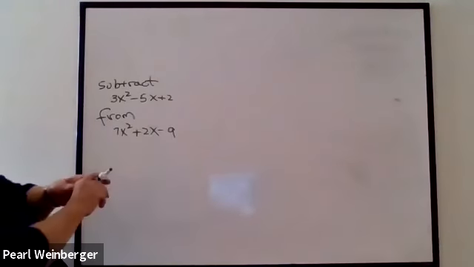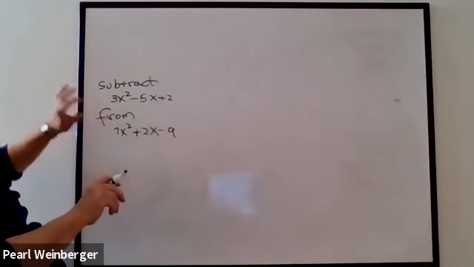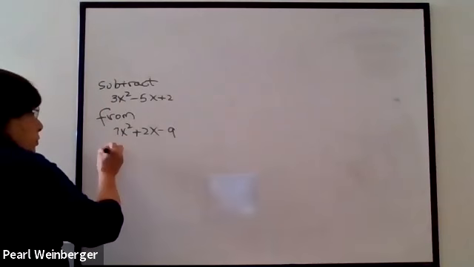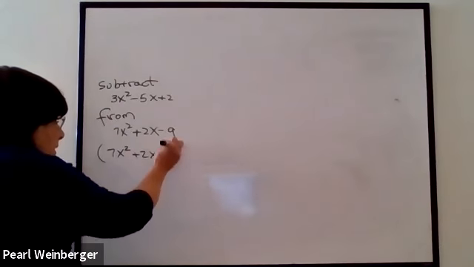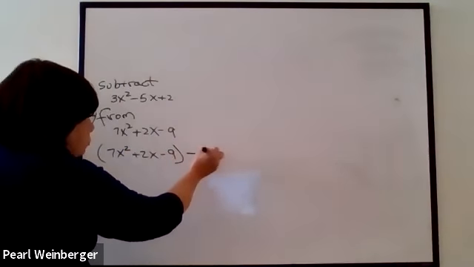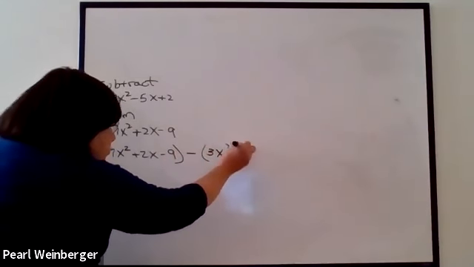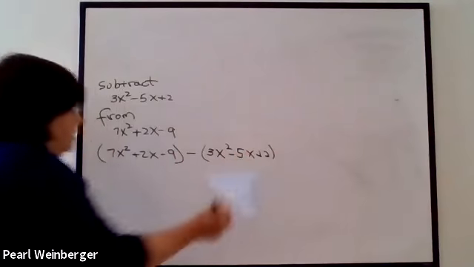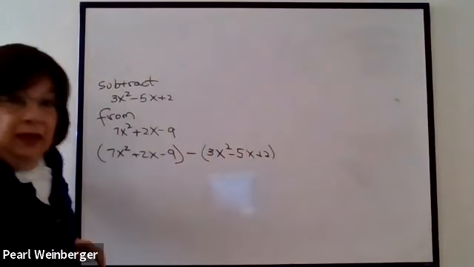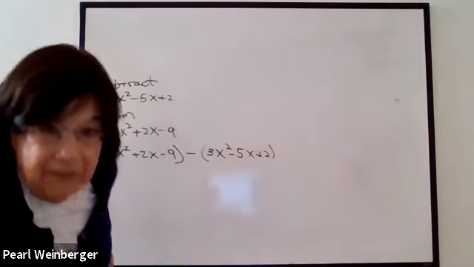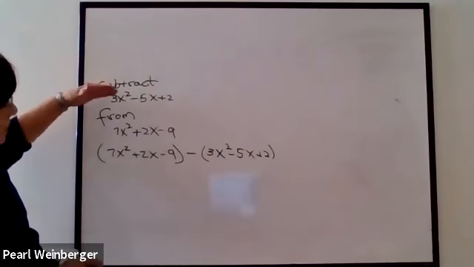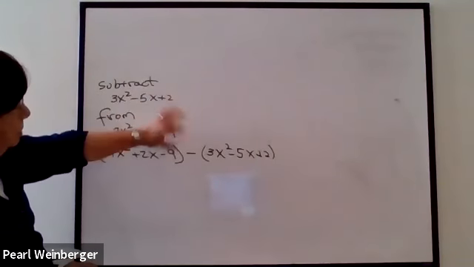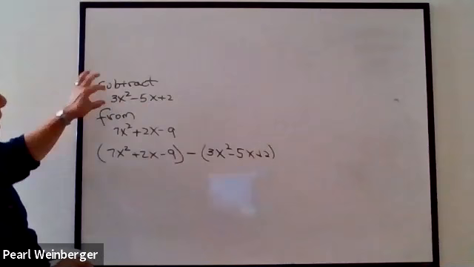This one, I want you to be careful about, is where it says subtract this from this. When you write it, what goes first is the 7x squared plus 2x minus 9 minus the 3x squared minus 5x plus 2. So be very careful when you're doing something like subtract this from this, that the expression after the from goes first and then the second one.